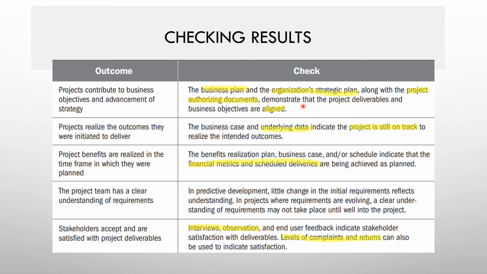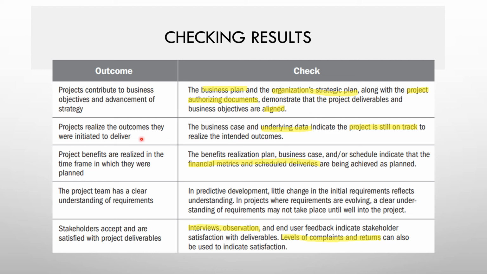The business plan and the organization's strategic plan, along with the project authorization documents, demonstrate that the deliverables and objectives are aligned, right? All these documents, the business plan, the strategic plan, the project charter kind of document, should demonstrate that there is a mapping between deliverables and business objectives, and you should be able to show it in a regular status report as well as your performance reviews, right?